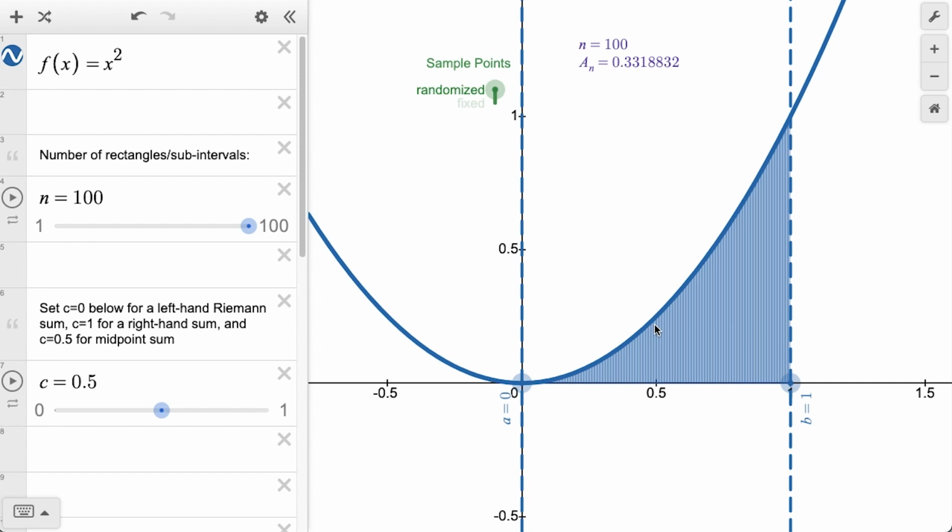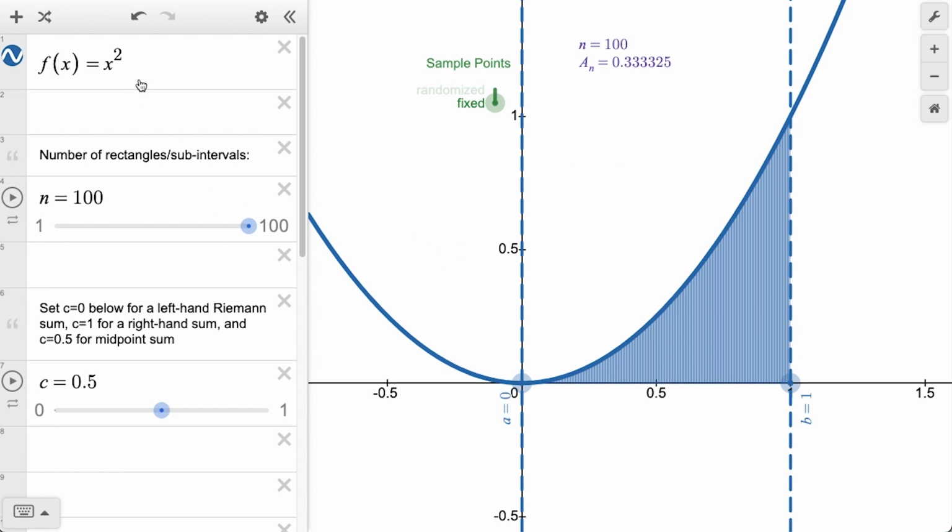Okay, so this is just with n equals 100. And we've already calculated this particular integral to be 1/3. So we could see that that's getting pretty close there. And so actually using the midpoints is a really good approximation for this particular curve.